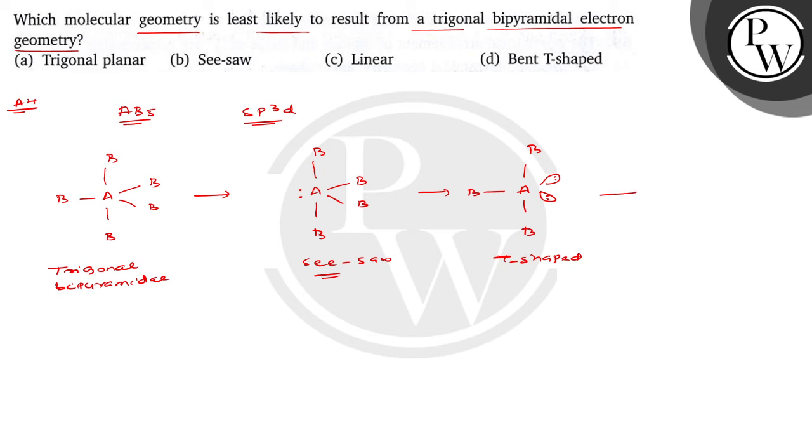Okay, if three atoms are replaced by lone pairs of electrons, that means in an sp3d hybridized molecule, if there are three lone pairs of electrons, then all the atoms in the trigonal planar position, the equatorial position, will be replaced by the lone pairs. Okay, so the lone pairs will occupy all the equatorial positions. So now the shape becomes linear.